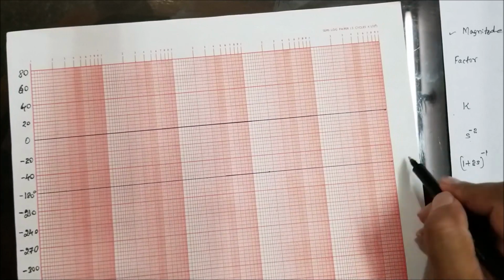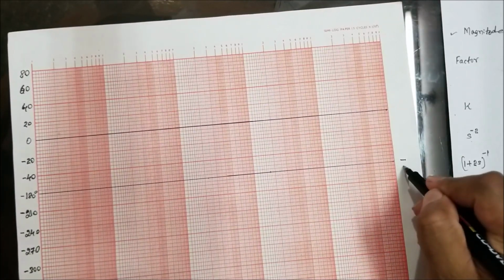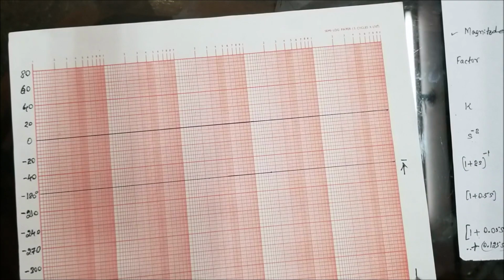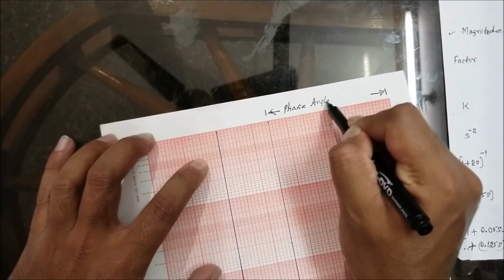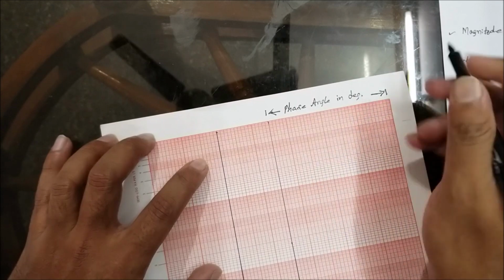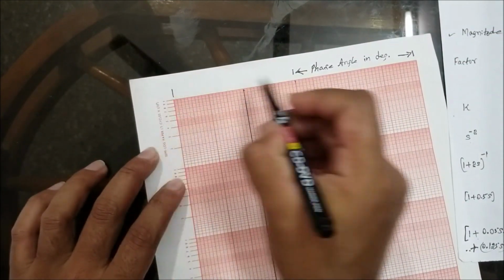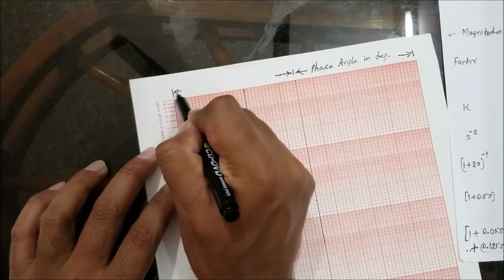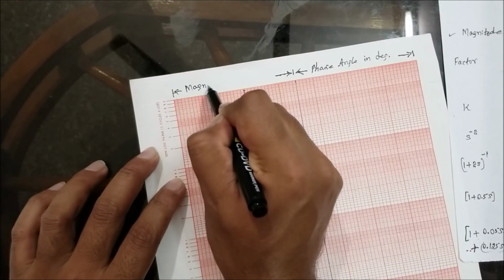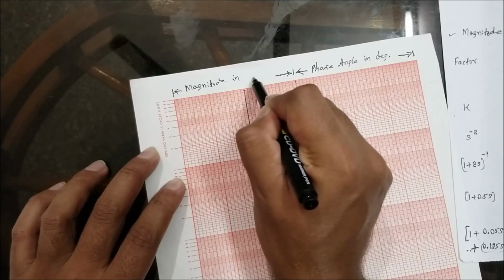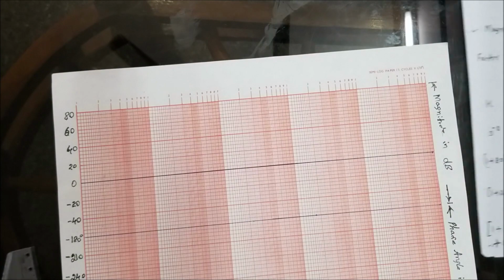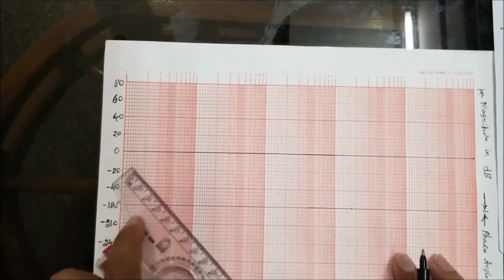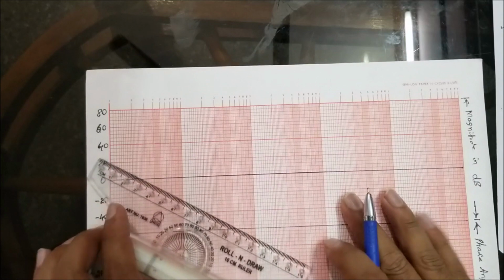Now from here till here I am using this as phase angle in degrees, and from the beginning till this point I am using this as magnitude in decibels. Keep that in mind. Now if you carefully observe the problem, I require minus 180 decibels per decade as a maximum slope.